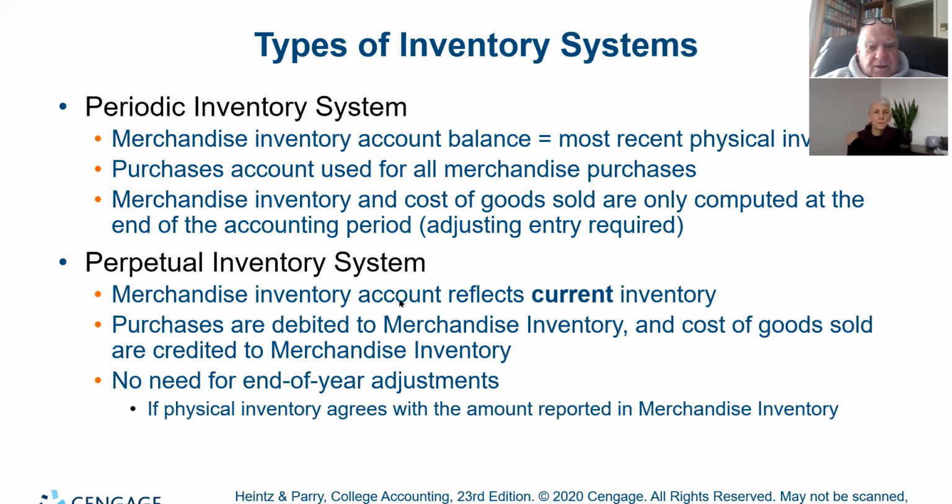Perpetual inventory account reflects current inventory. Purchases are debited now to inventory. We're going to call it merchandise inventory. We're going to debit merchandise inventory, and we're going to credit the inventory when we sell something. The only time you're going to touch cost of goods sold, for the most part, is when you sell something. And with the perpetual system, there's no need for end of year adjustments if the physical inventory agrees with the amount reported in merchandise inventory.